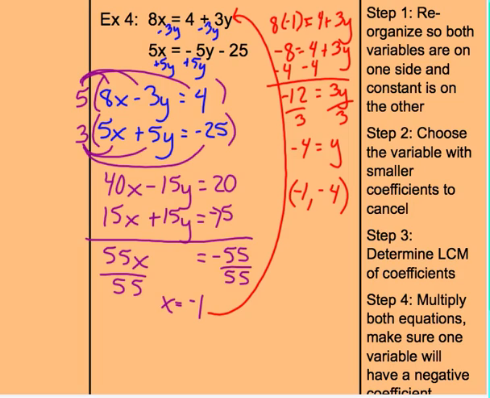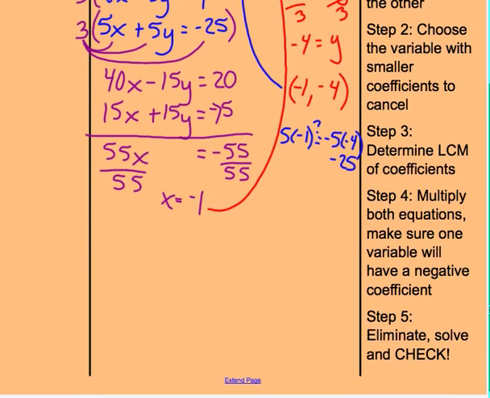Last step is checking it in the second equation, the one that I didn't use to solve for y. Substituting negative 1 for x, does that equal a negative 5? Substituting negative 4 for y, minus 25. Sorry, running out of room here. So giving myself a little more room, I'm going to come down here. 5 times negative 1 is negative 5. Negative 5 times negative 4 is positive 20 minus the 25. And 20 minus 25 is negative 5, so my solution checks out.